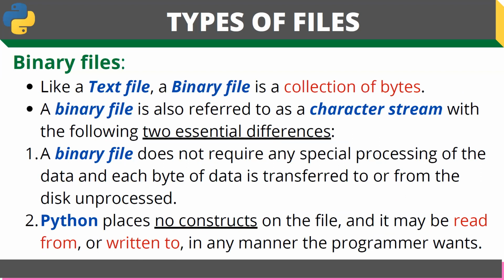Like a text file, a binary file is a collection of bytes. A binary file is also referred to as a character string with the following two essential differences. A binary file does not require any special processing of the data, and each byte of data is transferred to or from the disk unprocessed. Python places no constructs on the file, and it may be read from or written to in any manner the programmer wants.